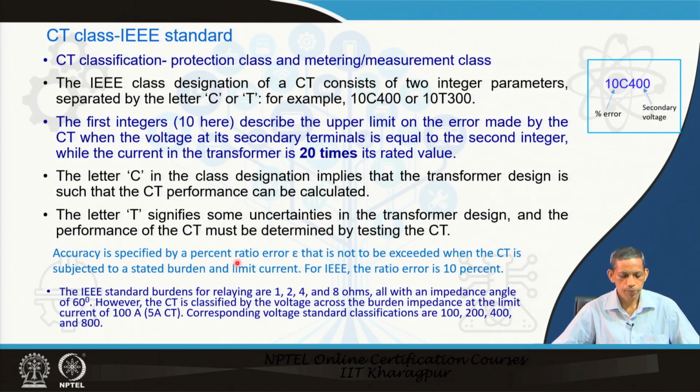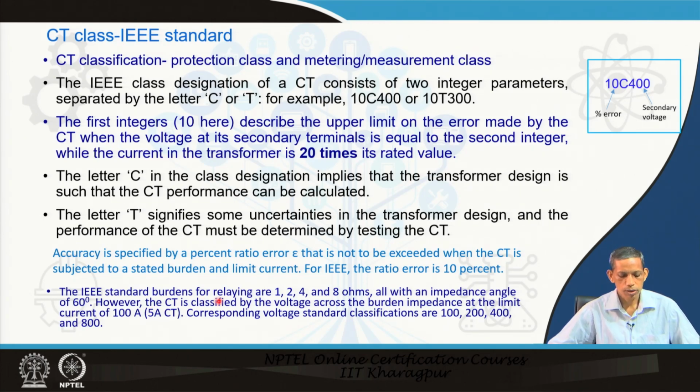Accuracy is specified by percentage error, which should not exceed the limit for that particular class as per the IEEE standard, and the ratio error is in general 10%. There are other standards also, such as the IEC standard, with their own definitions, but tables are available comparing the IEEE class or rating with the corresponding IEC rating.